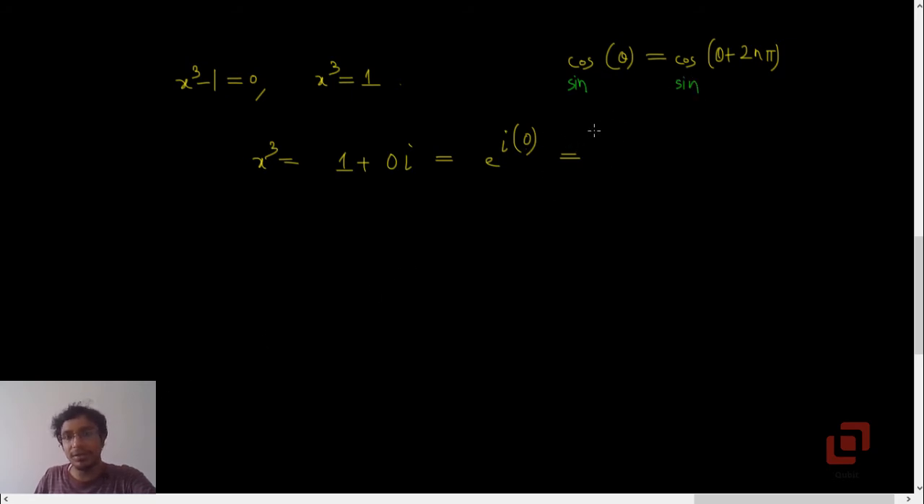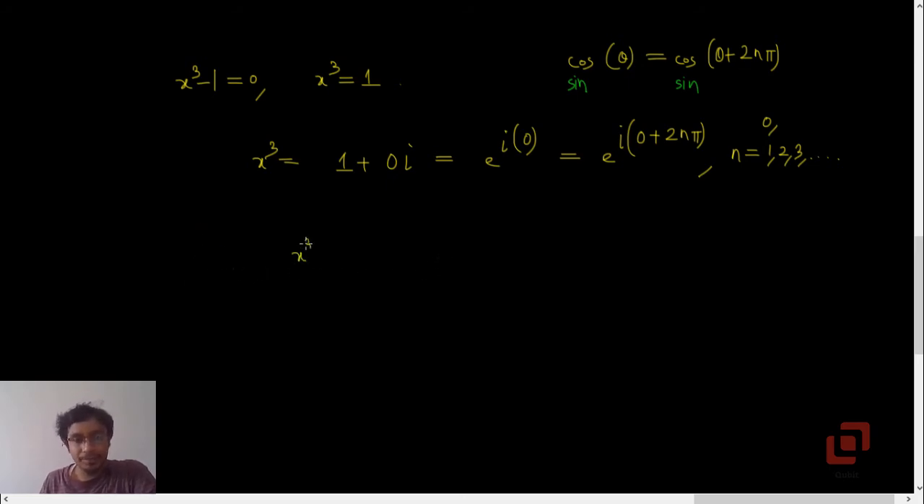Which means e to the power i into 0 can be written as e to the power i into 0 plus 2n pi. Correct? Where n takes values 1, 2, 3 and so on. Well, it actually begins from 0. Okay, so let's now check what happens if n is 0.